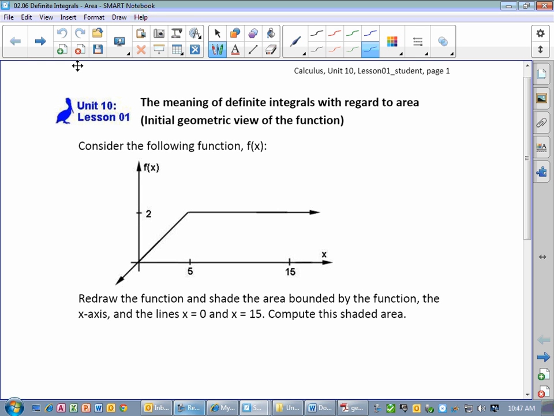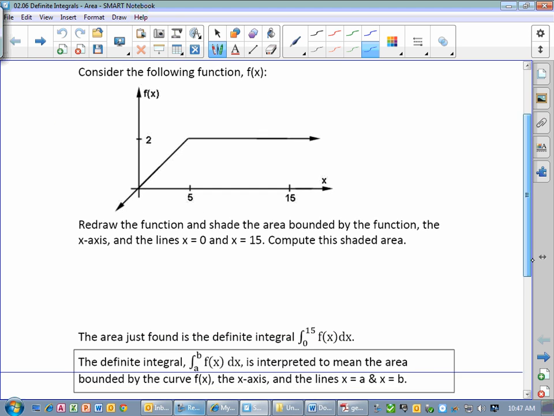Okay? So up until now, we've been doing indefinite integrals. And as promised, there were these things called definite integrals where we suddenly put numbers in front of that integration symbol. And so we're going to take a look at a geometric view of the definite integral before we get into any kind of algebraic view.